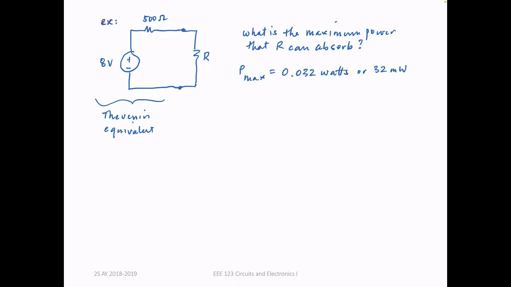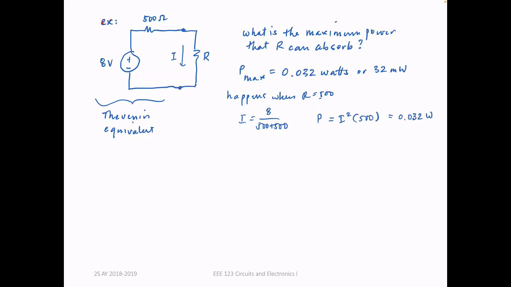Okay. So very easy. At what value of R will maximum power be transferred to it? The value of R should be equal to 500. So maximum power will happen when R is equal to 500. So you can easily compute for I. I is just 8 divided by 500 plus 500. And so P is equal to I squared times 500. And you're going to get 0.32 watts.